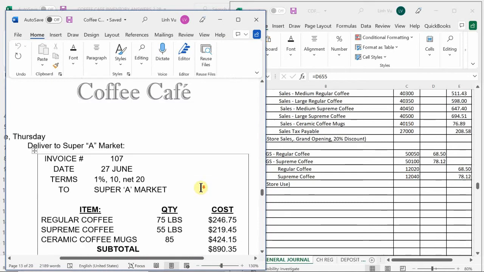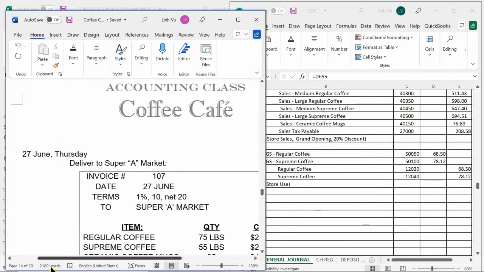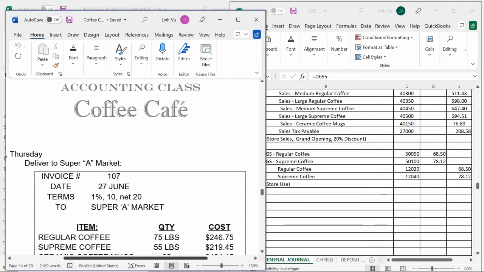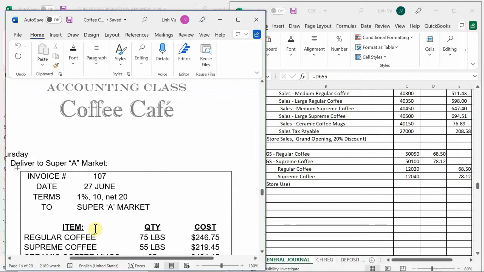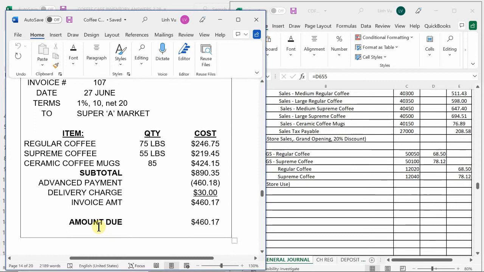Okay. So now we finally are on the 27th of June, Thursday. And let's see what's the first thing we did here. We end up delivering to Super A Market. Okay. So we got invoice number 107. Today is June 27. We have given them terms of 1% 10 net 20. This is the Super A Market. They bought 75 pounds of regular coffee, 55 pounds of Supreme coffee, and 85 coffee mugs.